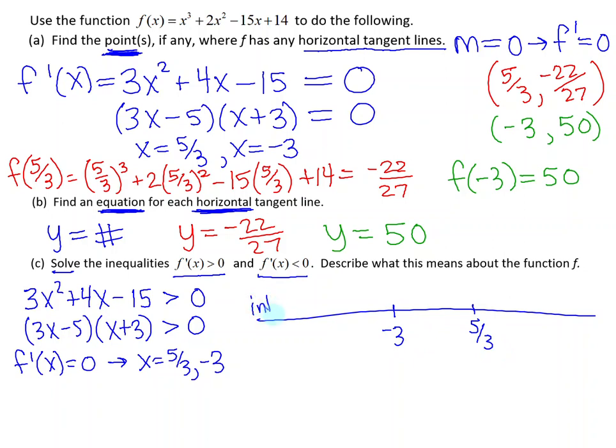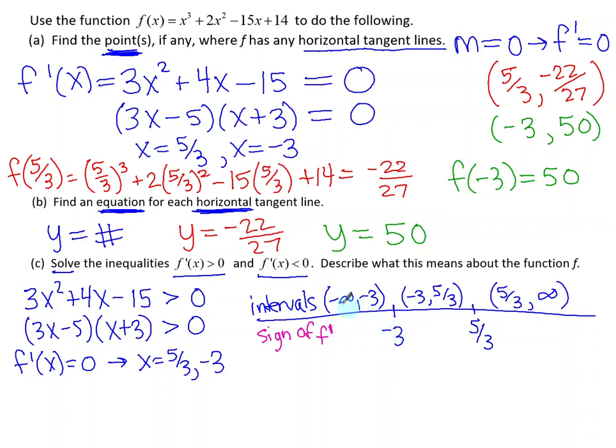Up top, we're going to write the intervals that are shown on each of the sides of the zeros. So for example, before negative 3 is the interval negative infinity to negative 3. Between those two zeros is the interval negative 3 to 5/3. And after 5/3 is the interval 5/3 to infinity. Now, for each of these intervals, we are going to determine the sign of the derivative, f prime.